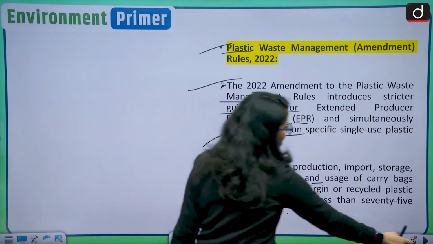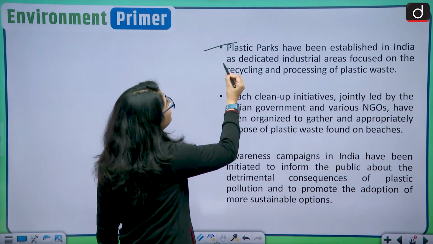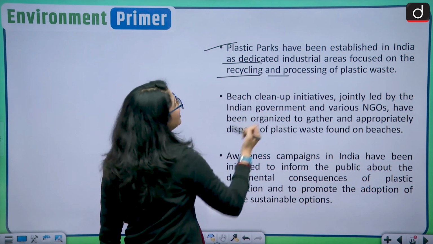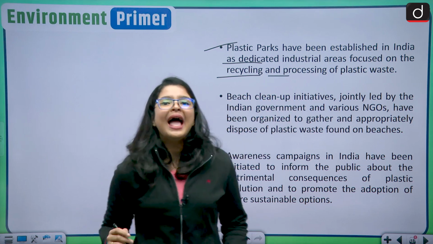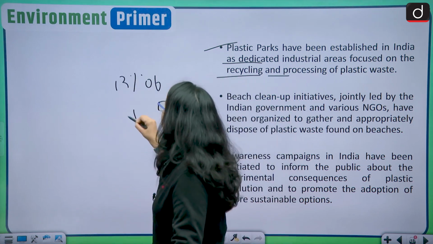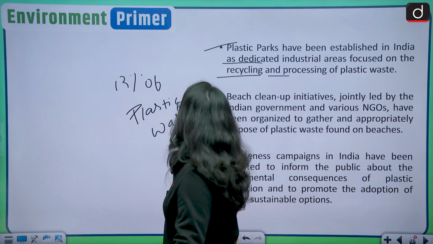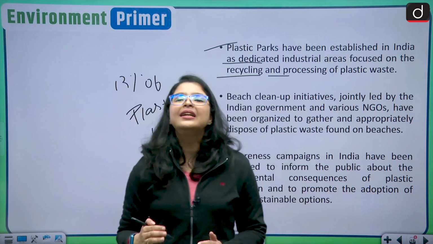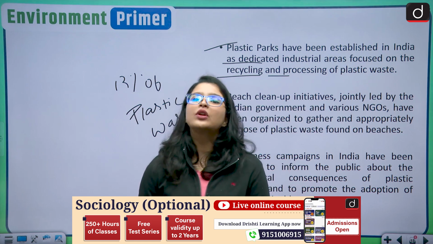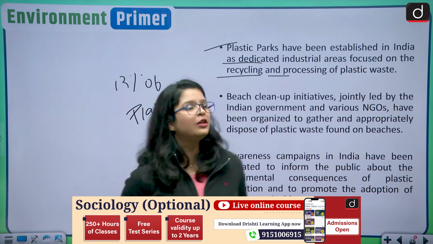Moving forward, plastic parks have been established in India as dedicated industrial areas focused on the recycling and processing of plastic wastes. And as I have mentioned before, only 12% of the plastic waste is recycled in India, and India is one of the largest producers of plastic waste, so the recycling amount is comparatively low.